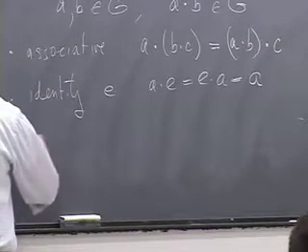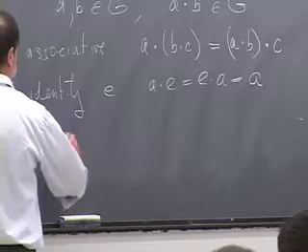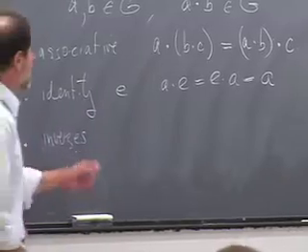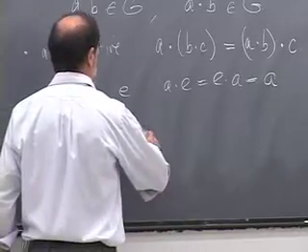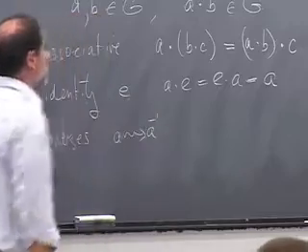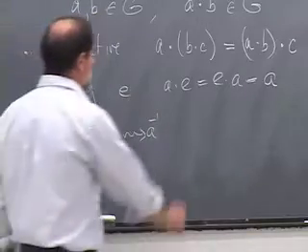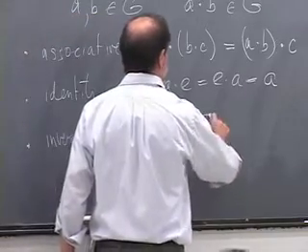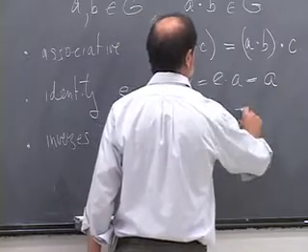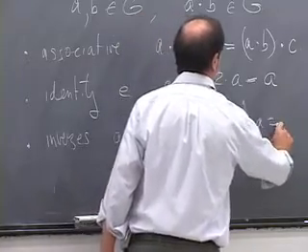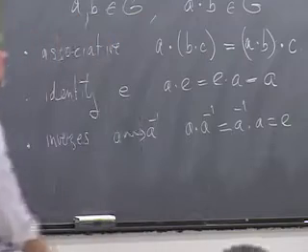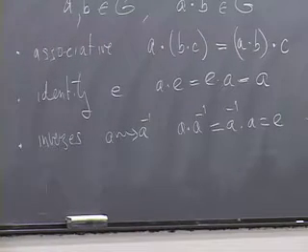And the fourth condition is the existence of inverses. And that means that for every element there's an inverse, which is denoted A inverse in the group, with the property that no matter how you multiply A by A inverse in either order, you get back to the identity. Those are the properties that characterize a group.